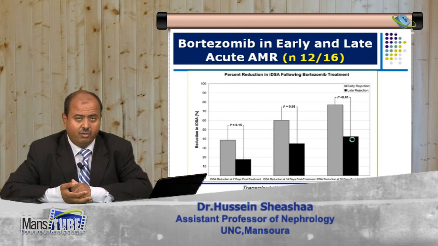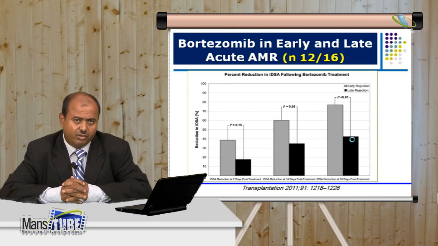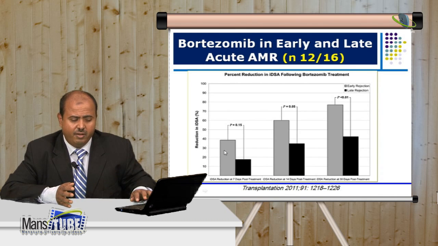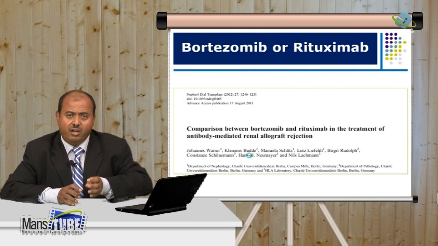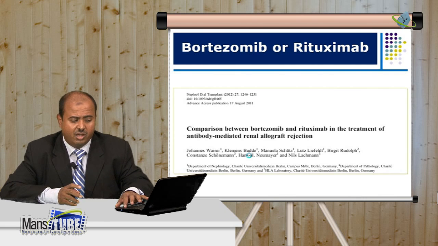Another point: one of the important issues in the treatment of patients with antibody-mediated rejection is whether you are treating the patient early or late. If you look at this slide, you'll find that if you treat the patient earlier, bortezomib is potent in reducing the level of donor-specific antibody in comparison to a late one. And here it is not only donor-specific antibody, but also the preservation of estimated GFR. So the earlier the treatment, the better the outcome, and the later the treatment, the worse the outcome.